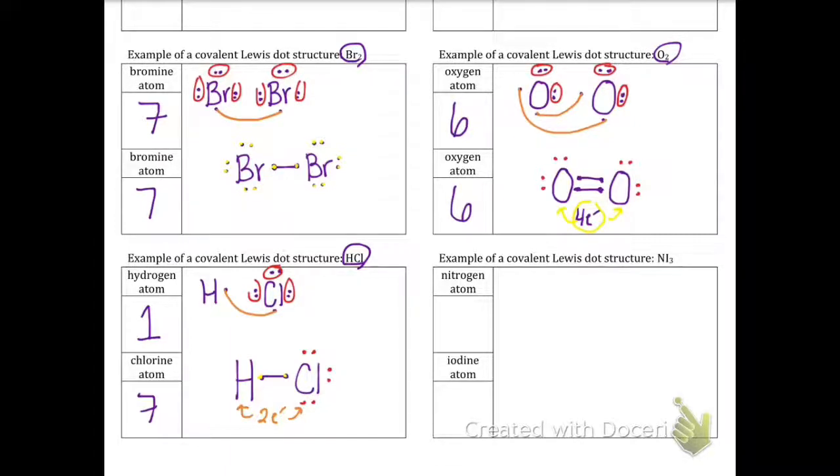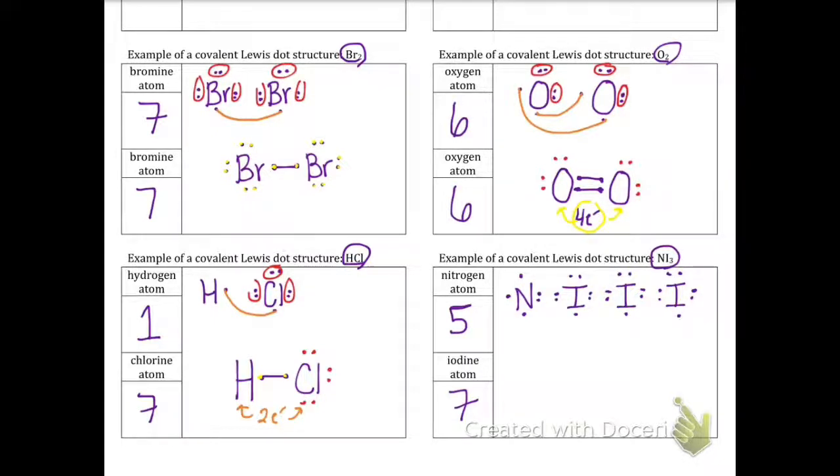All right, last example, NI3. All right, nitrogen's in the 5th column, and iodine is in the 7th. It's NI3, so I'm going to draw 1 nitrogen. 1, 2, 3, 4, 5. And then 3 iodine. So I have 1, 2, 3. So 1, 2, 3, 4, 5, 6, 7 on each iodine.